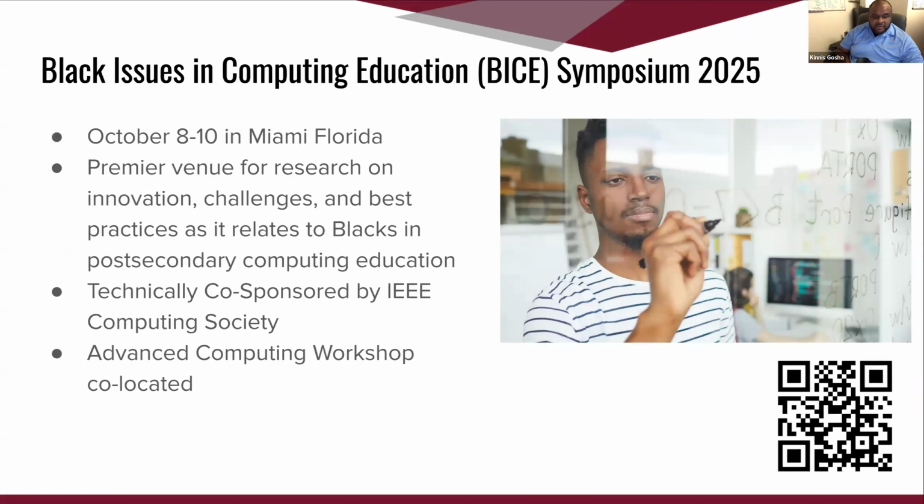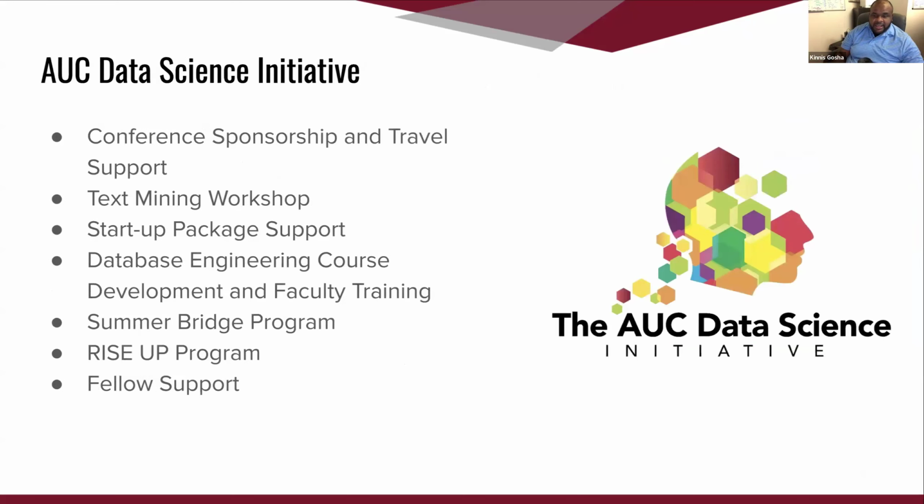In addition to that, we have an advanced computing workshop we're going to co-locate in case someone's school says it's illegal to go to our symposium. We'll have a backdoor way to go there. So if you go to the QR code or BICEsymposium.org, you'll find more information about that.